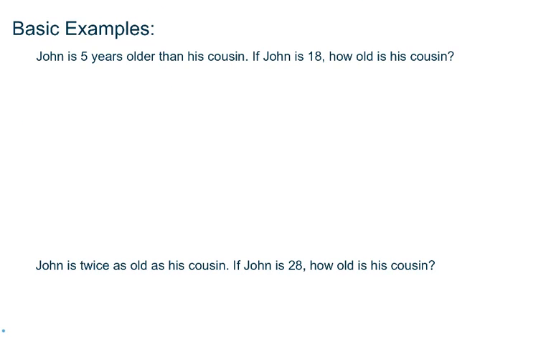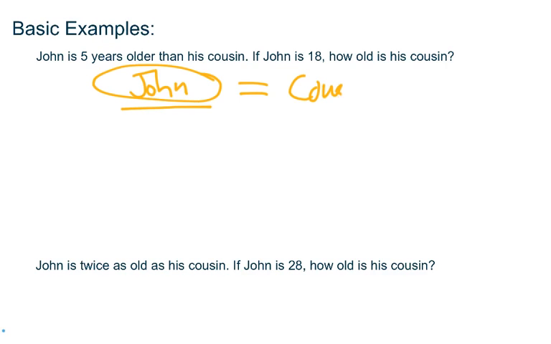So in this first one, I have John is 5 years older than his cousin. If John is 18, how old is his cousin? So what we're going to do is start off with a ton of variables, or just a ton of different things. So on one side, we have John, and there's some sort of expression with John that's going to be equal to his cousin, or an expression about his cousin.